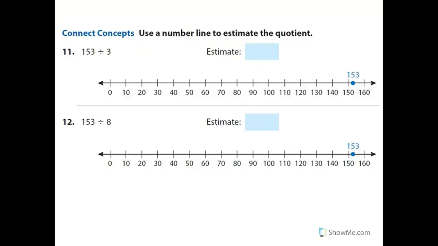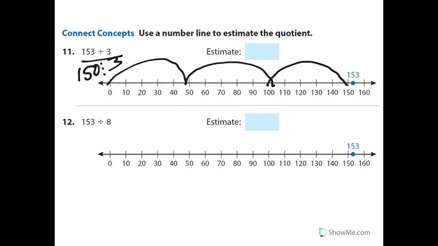Well, all right, let's go on to something that I'm going to be honest with you, I think is kind of silly. I'd use that other word I like to use, but you know. Okay, so 153 divided by 3. I'm thinking 150 divided by 3. Well, how would I put that on a number line? Well, I would do 50, then 100, then 150. Right? So I'm going to say 50.